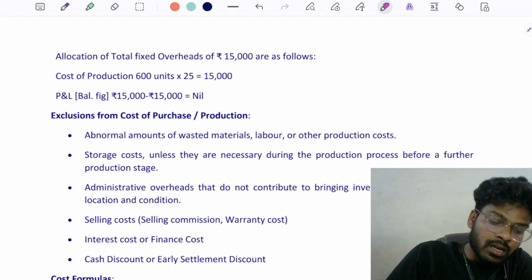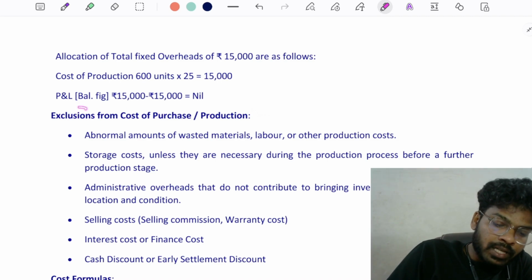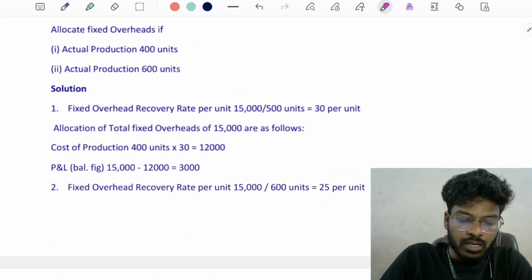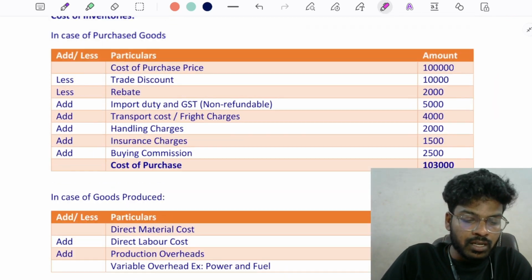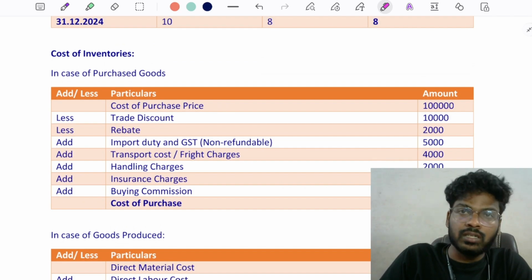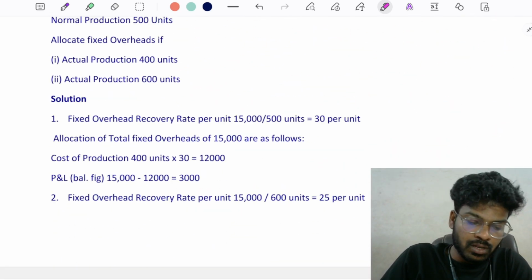Okay. What are the exclusions from cost of purchase and cost of production? These are the following listed out here. They should not be included in the cost of production or cost of purchase.